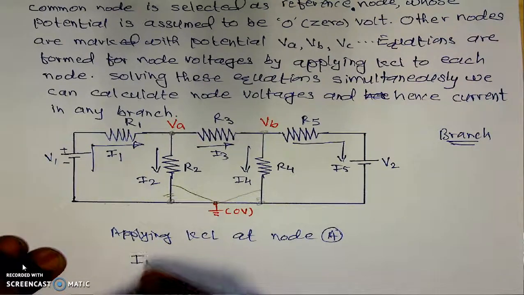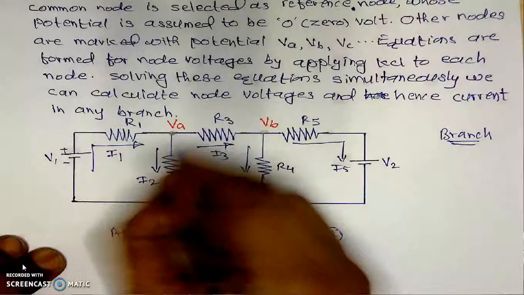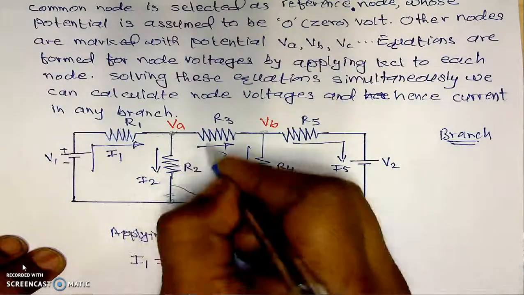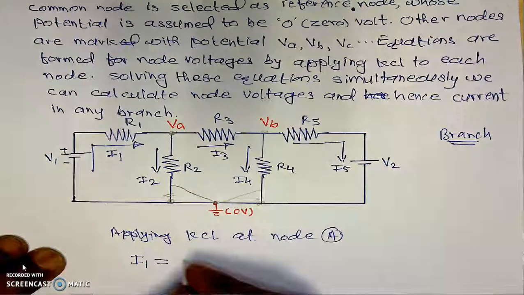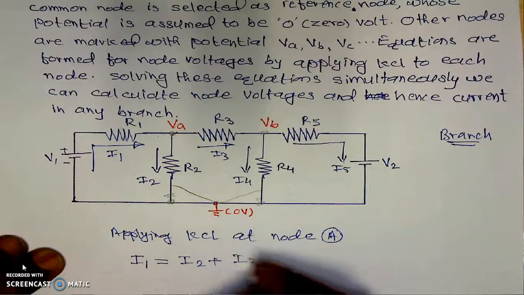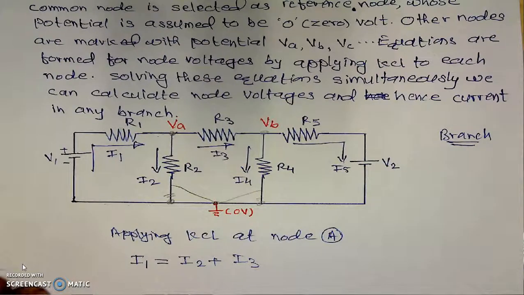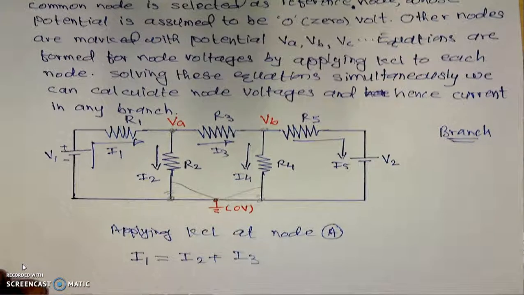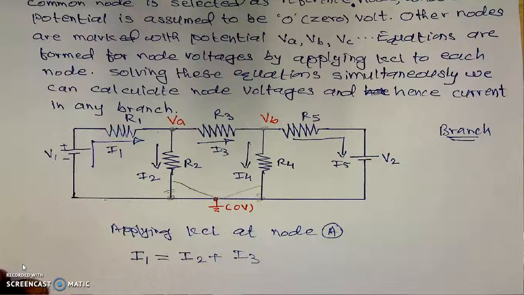Incoming current is I1. Look at here. For this node, I1 is incoming, I2 is outgoing, I3 is also outgoing. This equation will be I1 is equal to I2 plus I3. Now here we have to substitute the values of I1, I2 and I3 in terms of its node potentials, and then we are able to get the equations.